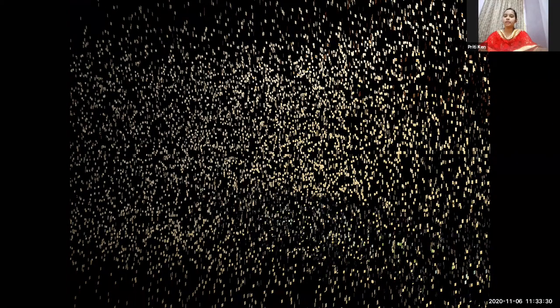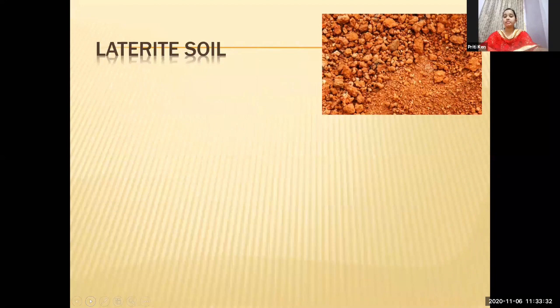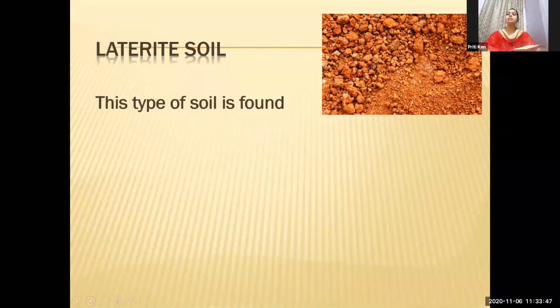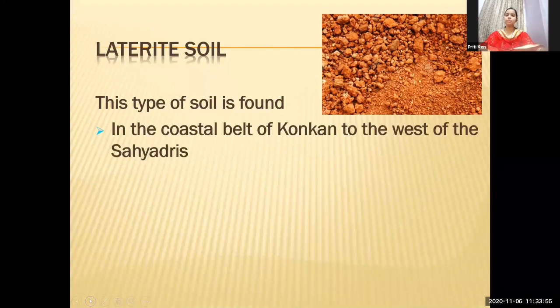The next soil is laterite soil. Yes, you can see in the picture the texture and the color of laterite soil. It looks a little bit reddish brown. So let's see the properties, or what type of soil it is. This type of soil is found in the coastal belt of Konkan, to the west of the Sayadris. Now this type of soil is found in the coastal belt of Konkan.